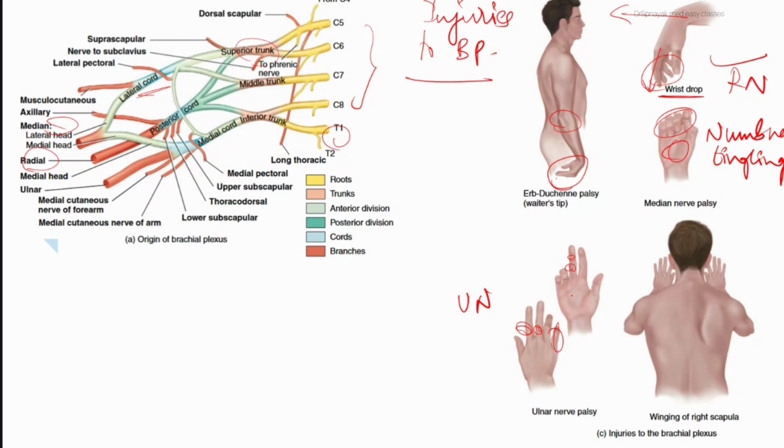Then injury to the long thoracic nerve results in paralysis of the serratus anterior muscle, and the medial border of the scapula protrudes. So when the injury to the long thoracic nerve is caused, it leads to a winging of the right scapula, as we can see here. These are the disorders or abnormalities that are caused due to injuries of the brachial plexus. The first is a waiter's tip. The second is a wrist drop caused due to injury to the radial nerve. Third is a median nerve palsy caused due to injury of the median nerve. There is numbness and tingling and loss of sensation. Then ulnar nerve palsy caused due to injury of the ulnar nerve, and the winging of the right scapula caused due to injury of the long thoracic nerve.